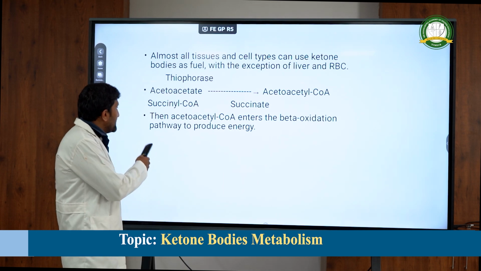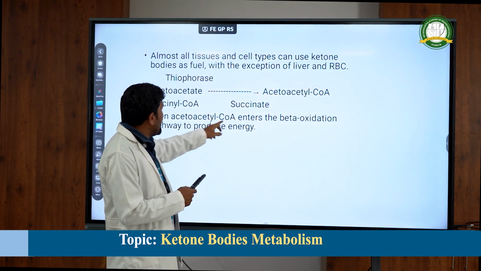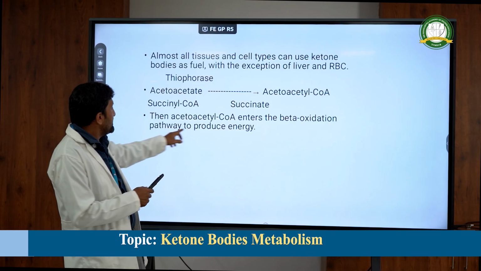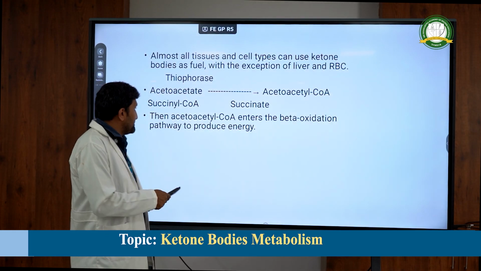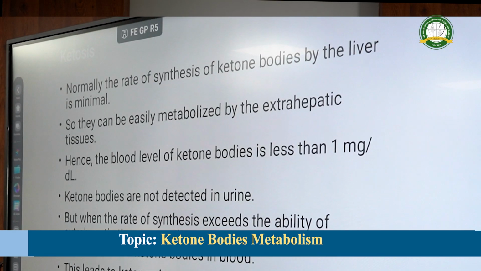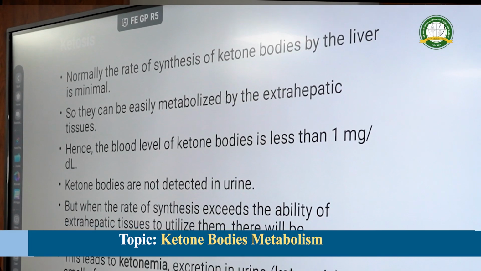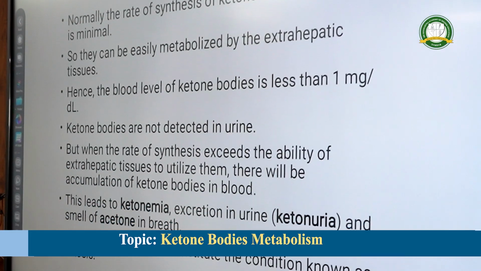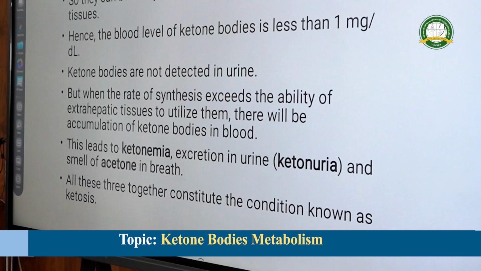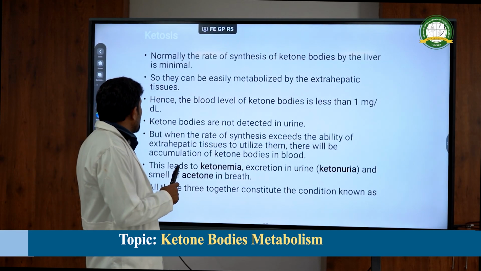Then acetoacetyl-CoA enters the beta oxidation pathway to produce energy. Coming further, ketosis. Normally, the rate of synthesis of ketone bodies by the liver is minimal, so they can be easily metabolized by extrahepatic tissue.